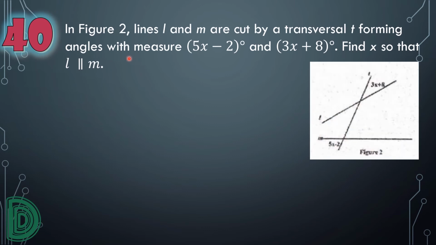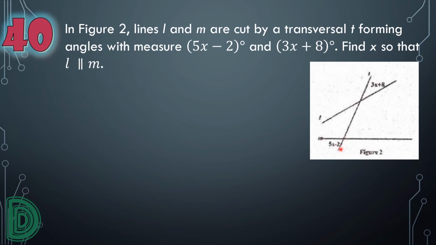In the figure, lines L and M are cut by transversal T, forming angles with measures 5x minus 2 degrees and 3x plus 8 degrees. Find x so that L is parallel to M.